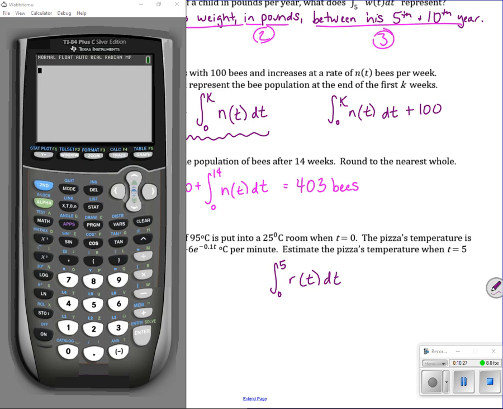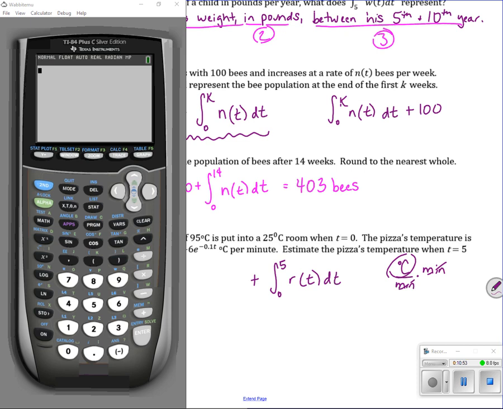Well, if my units are degrees Celsius per minute, that's R of T, times minute, when those cancel, I get degrees. But it's the change in the degrees. Can I emphasize that enough? It's the change in the degrees. So I can't just take that as my final answer.